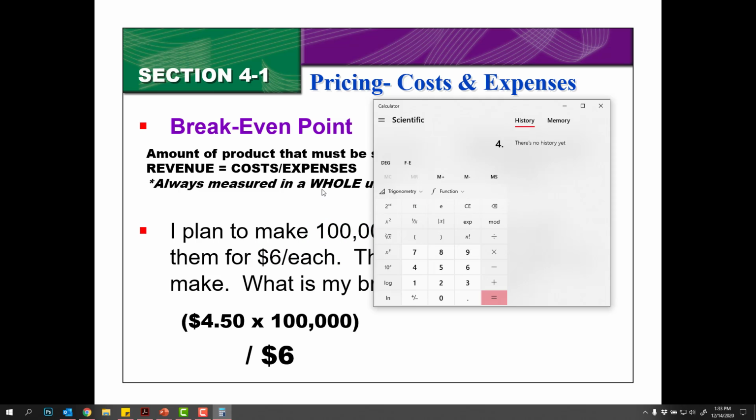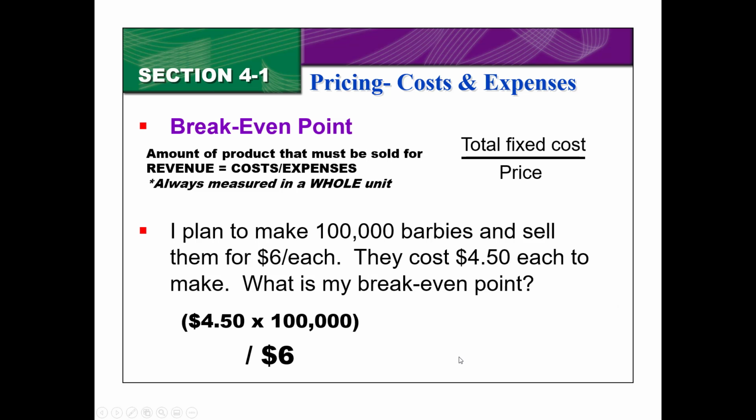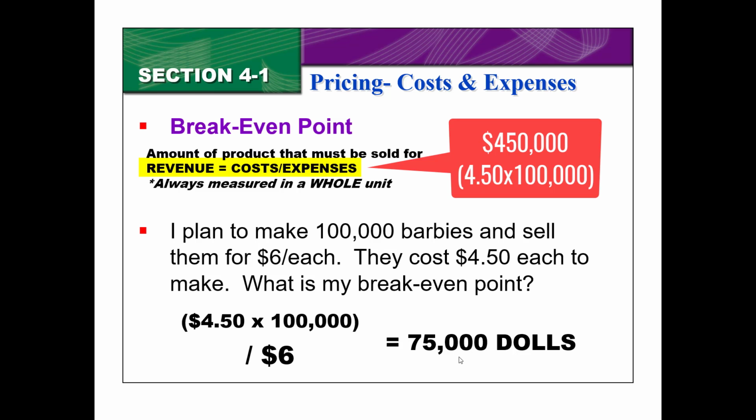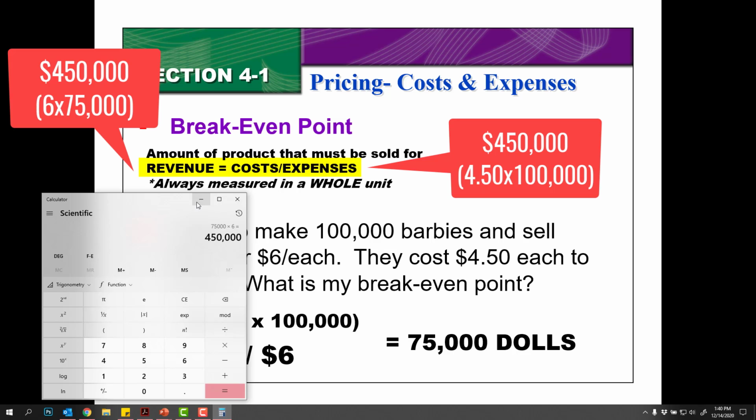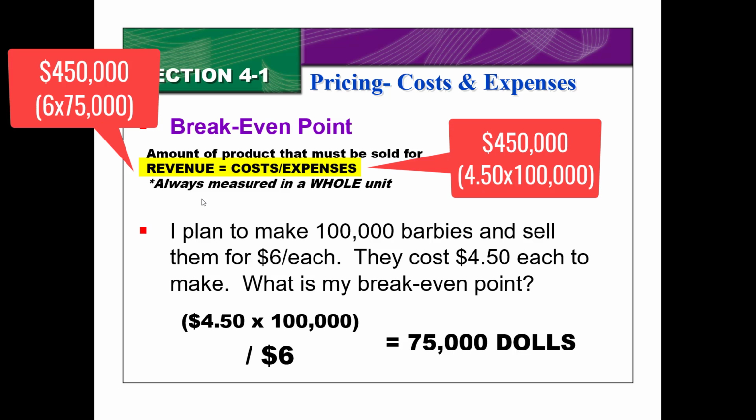So if I take $4.50 times 100,000, it's going to cost me $450,000 to make these Barbies. I'm going to sell them at $6 each, which means I need to sell 75,000 Barbie dolls in order to break even. Another way to think about this is, remember, we're trying to figure out when does our revenue equal our costs or expenses. So our costs were $450,000. Now, if I sold 75,000 Barbies at $6 each, I would make $450,000. So my revenue would equal my costs.